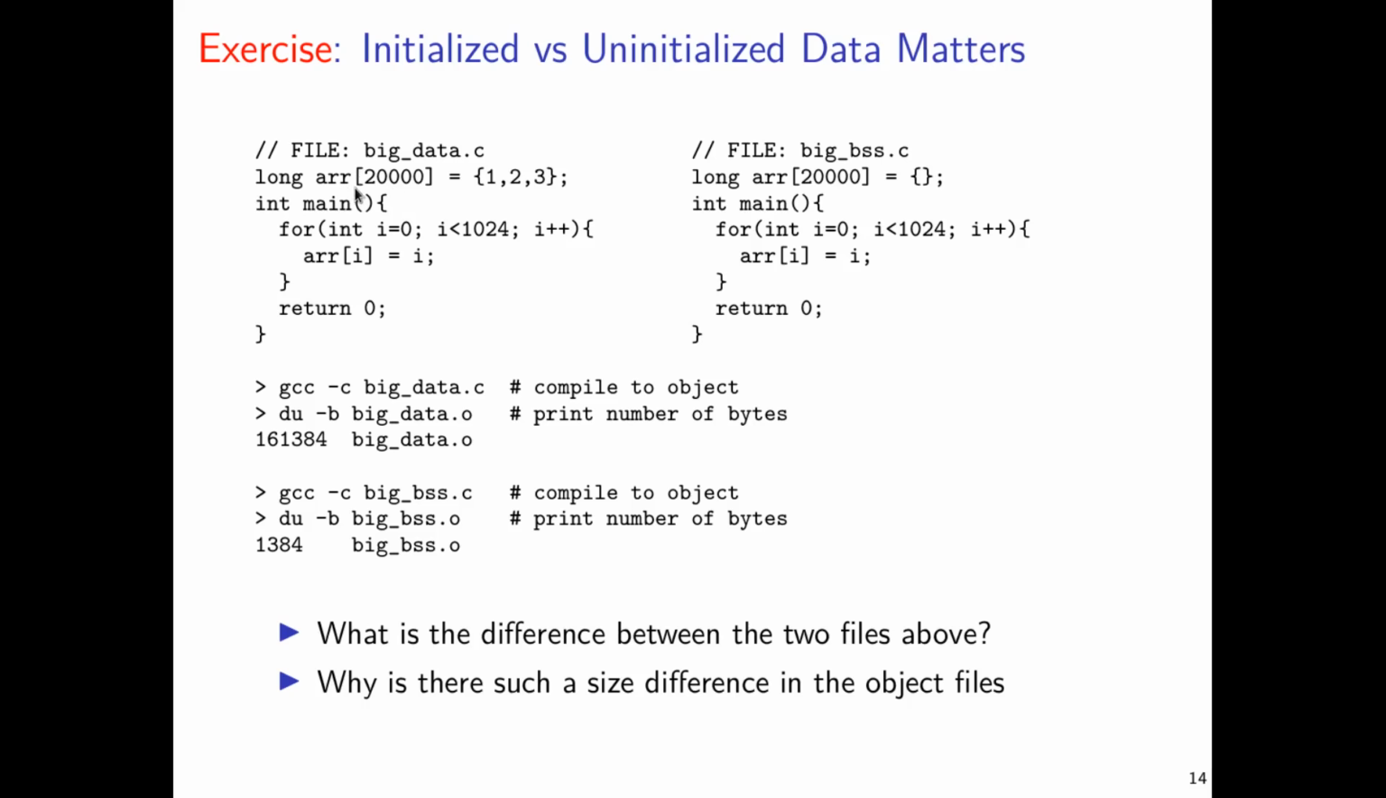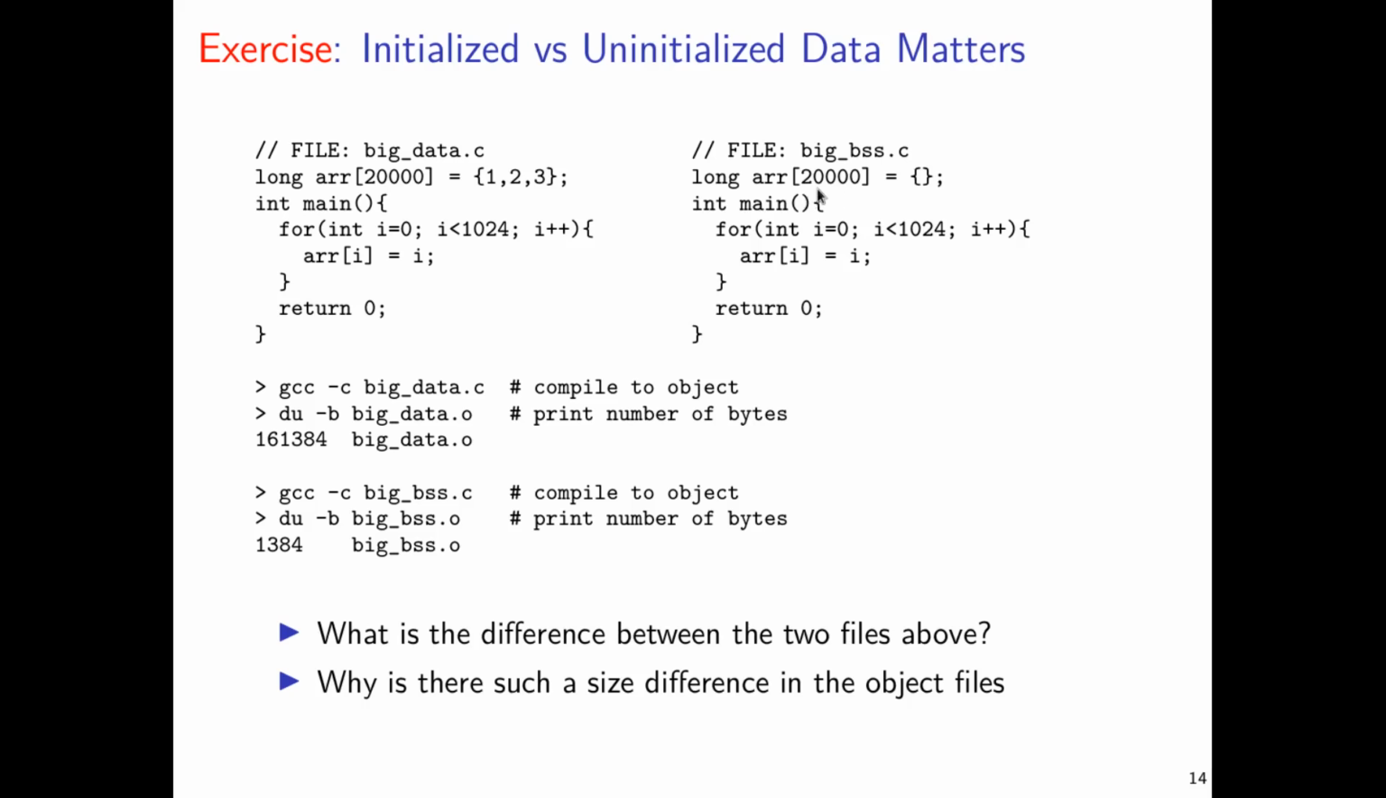Now, the folks who implemented this ELF format were no fools, and they decided to bake into the format itself some basic efficiencies. So what we're looking at here in bigdata.c is a rather large array of longs. It's 20,000 elements, the first few of which have been initialized to the numbers 1, 2, 3. Very similar setup on the right-hand side for big BSS.